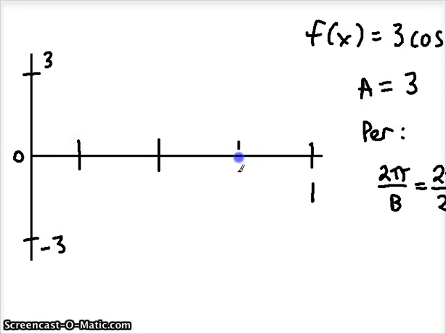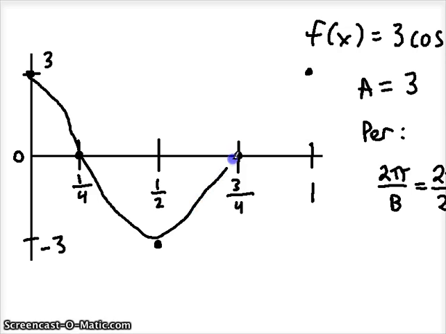And if I find my other 3 key points, I can finish my graph. So 1/4 of 1 is going to be 1/4. Half of 1 is going to be half. And 3/4 of 1 is going to be 3/4. So there's my 5 key points, and I use the pattern of my cosine graph to plug in my points. I know I start with my maximum, I then go to my 0, then minimum, back to 0, and back up to maximum for that cup shape. So there's our cosine graph for that function.